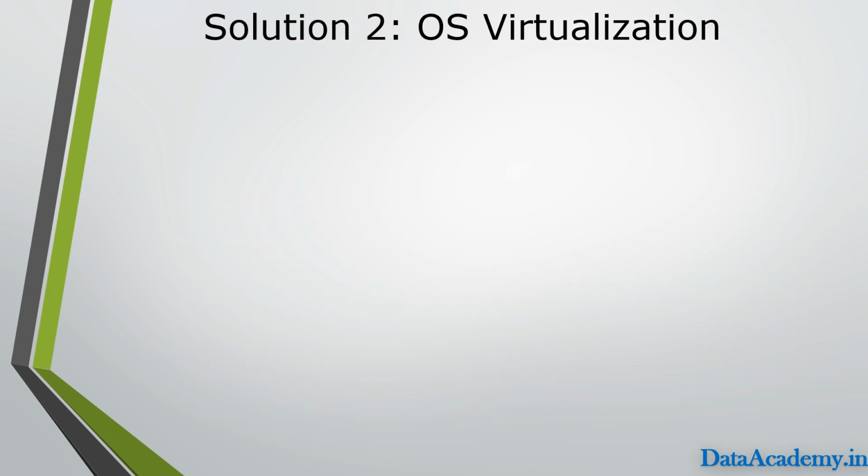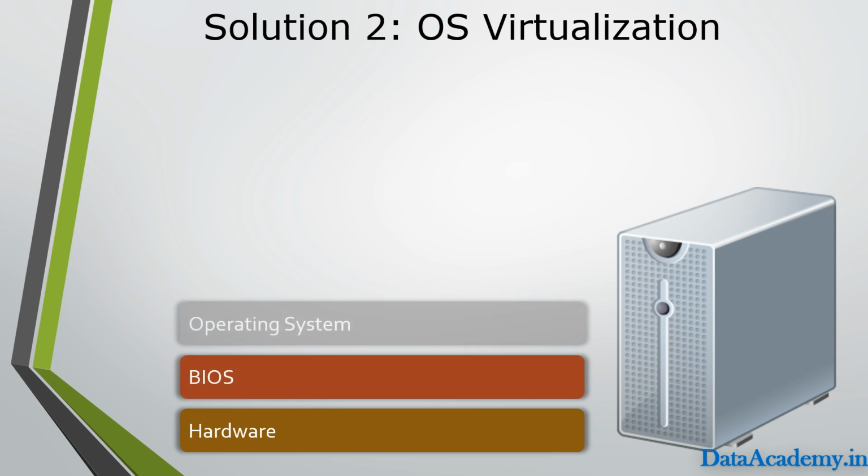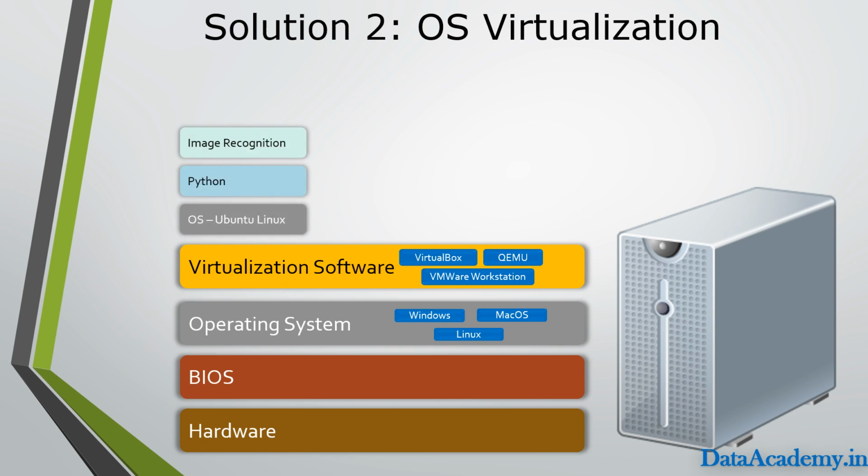The other solution is called operating system virtualization. So let's also look at this. Again, we have the hardware, we have the BIOS, we have the operating system installed. It could be either Windows, Linux, or Mac OS. And then instead of hardware virtualization, we have virtualization software. Examples are Oracle's VirtualBox, QEMU, or VMware Workstation. What the software allows you to do is create a computer under a computer, or inside a computer.